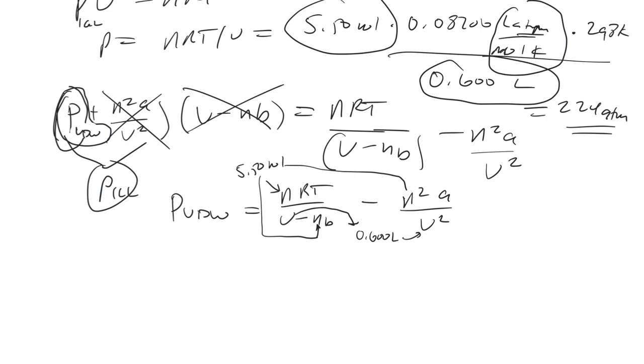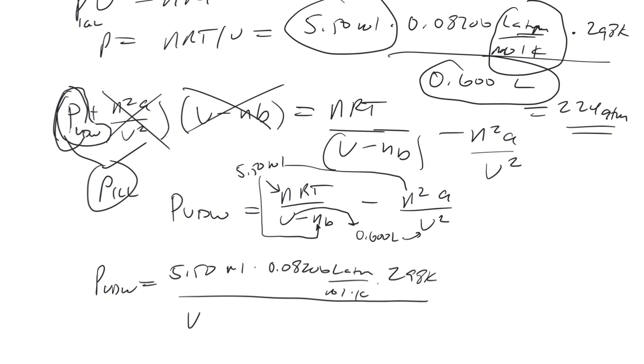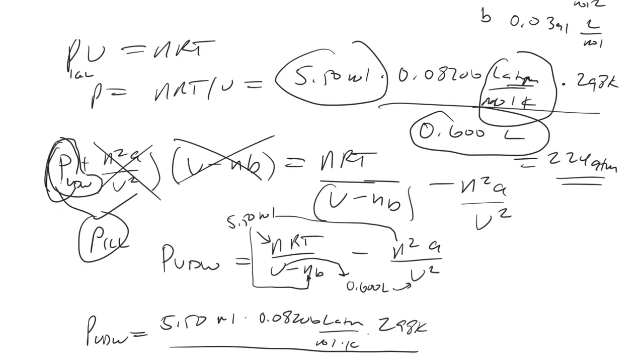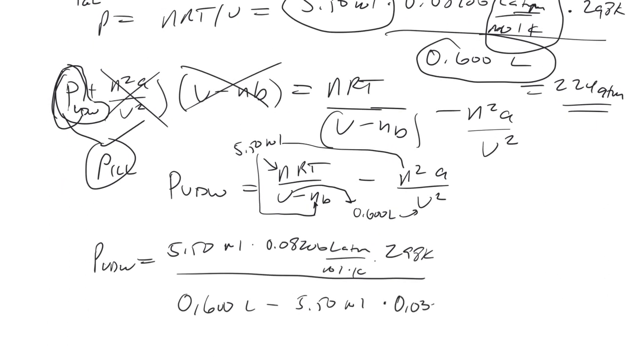Okay, so let's try to calculate this kind of in chunks. So our van der Waals pressure will be 5.50 moles times 0.08206 liter atmospheres per mole Kelvin. We're at 298 Kelvin. So our volume is 0.6 liters minus 5.50 moles, and then times 0.0391 liters per mole. So the mole unit cancels.